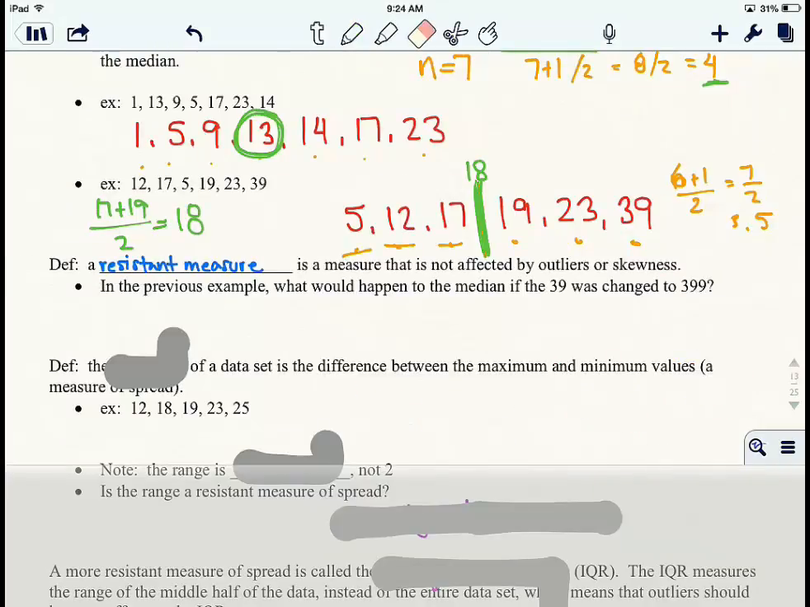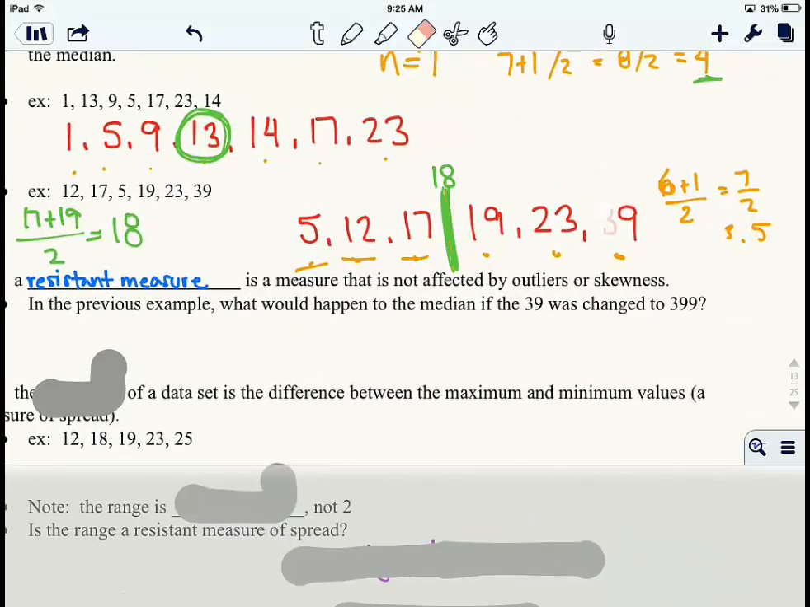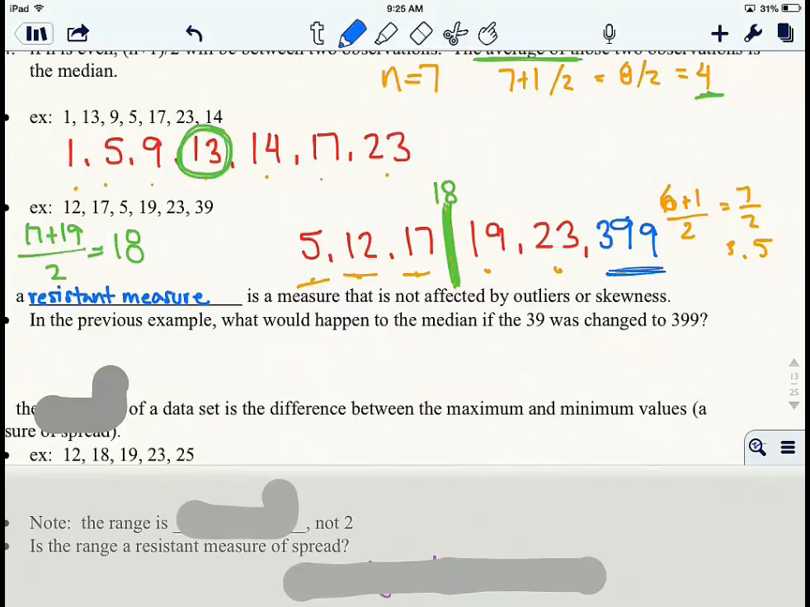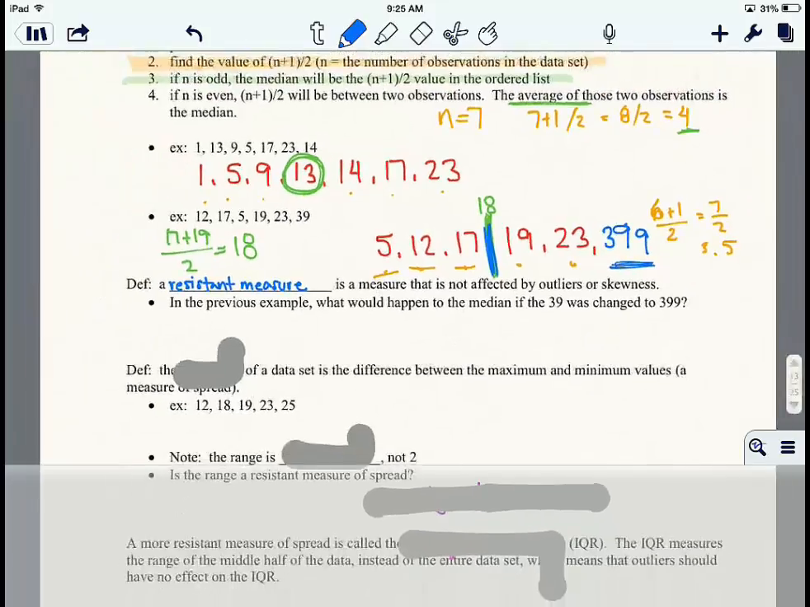Definition. A resistant measure of spread is a measure that is not affected by outliers or skewness. In the previous example, what would happen to the median if 39 was changed to 399? Okay, let's change it. Although this is 399, the middle value is still 18. So the median is a resistant measure of spread.